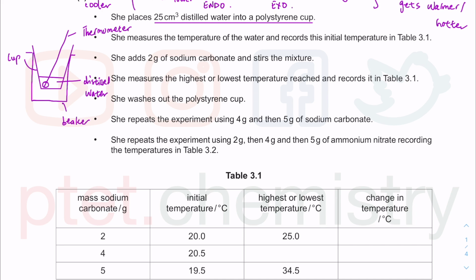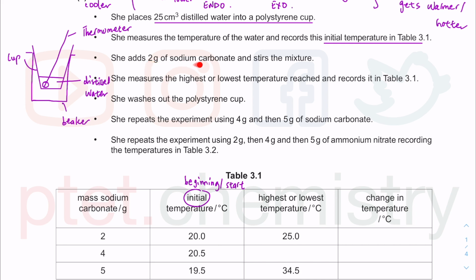This is the initial temperature in table 3.1. Initial means at the beginning, at the start, just before any reaction happened. They're not exactly the same because they are different batches of water done at different times.